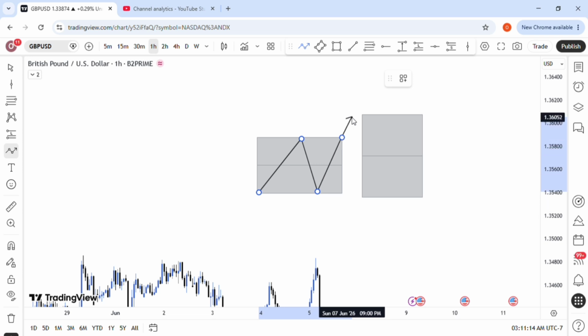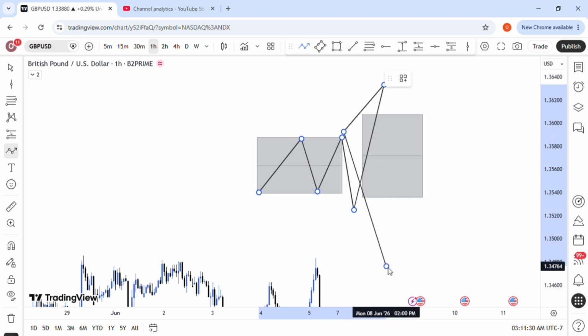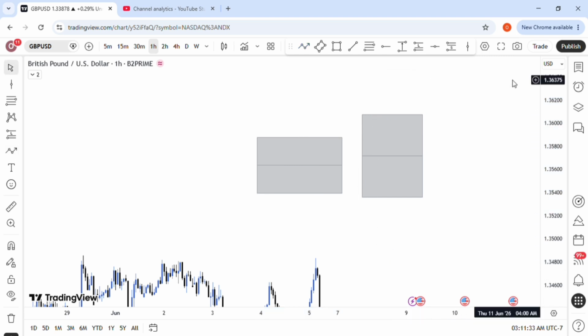Now, what is your work as a trader? Once price is able to sweep below, we are doing what? We are buying. If price sweeps above, we are doing what? We are selling. Listen, it's not that easy. Yes, it's not that easy. We have so many things, so many rules to follow.